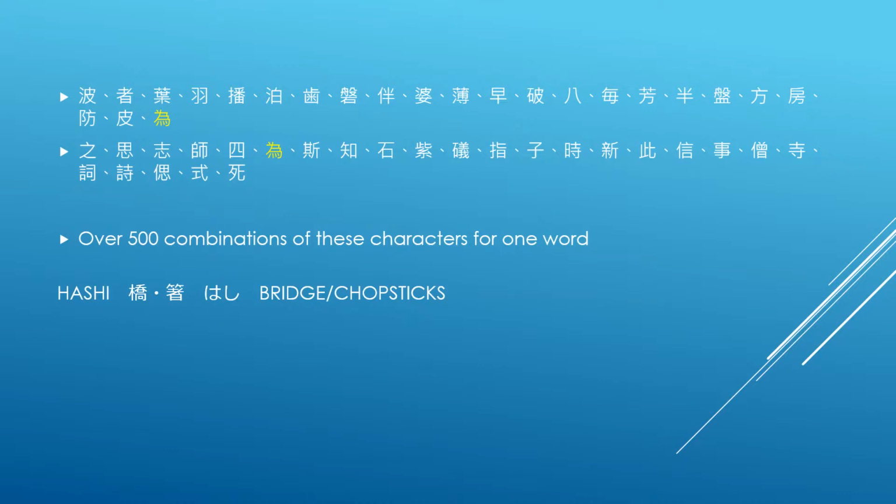So if I wanted to write the word hashi, meaning bridge or chopsticks, depending on the context, I'd be able to choose any one of the characters from the upper row and combine them with any other characters from the bottom row. This means that there are over 500 possible combinations of these characters to simply write one of these 2 words. Imagine if there were over 500 ways in English to write the word bridge.